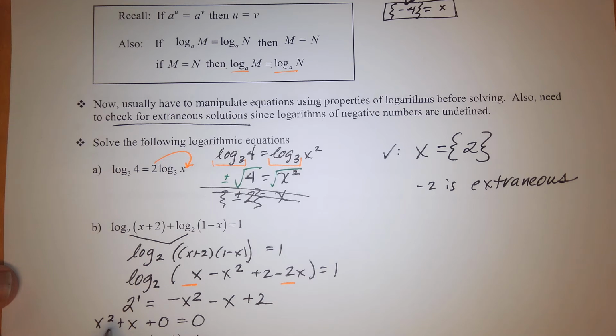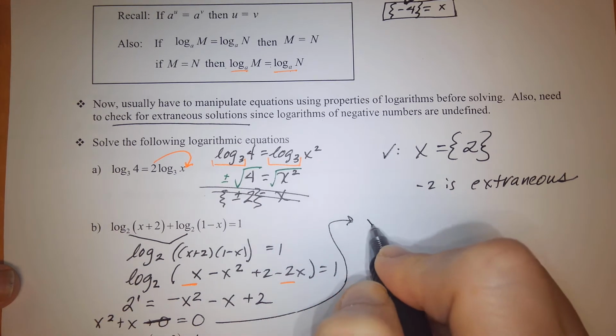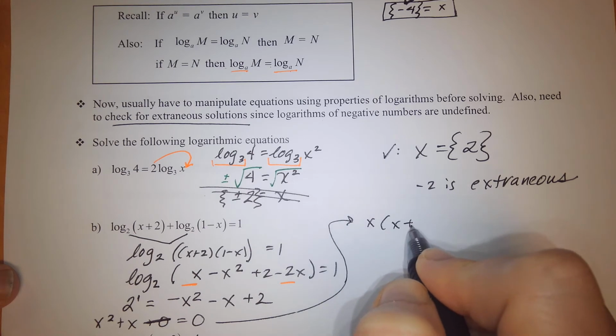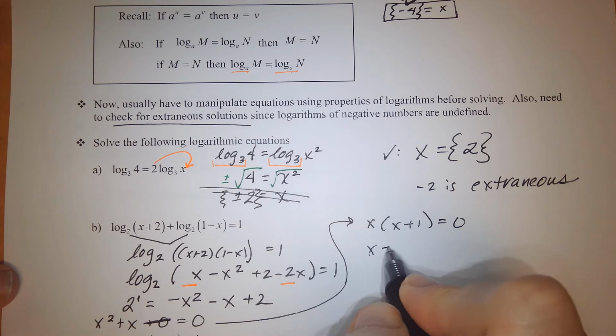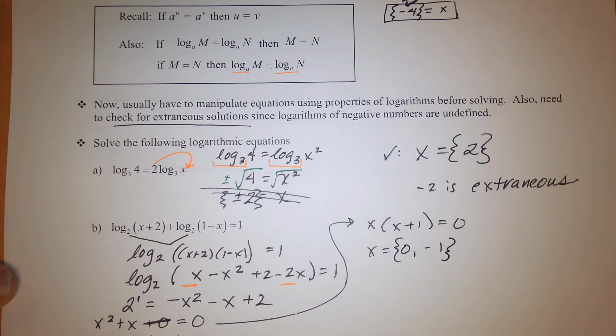So now that I have a quadratic, I can factor. Since there is no third term, I simply can take the greatest common factor out of these first two. So I'll take the x out, and using the zero product property, this tells me that x could either be 0 or -1. But of course we should check for extraneous solutions.